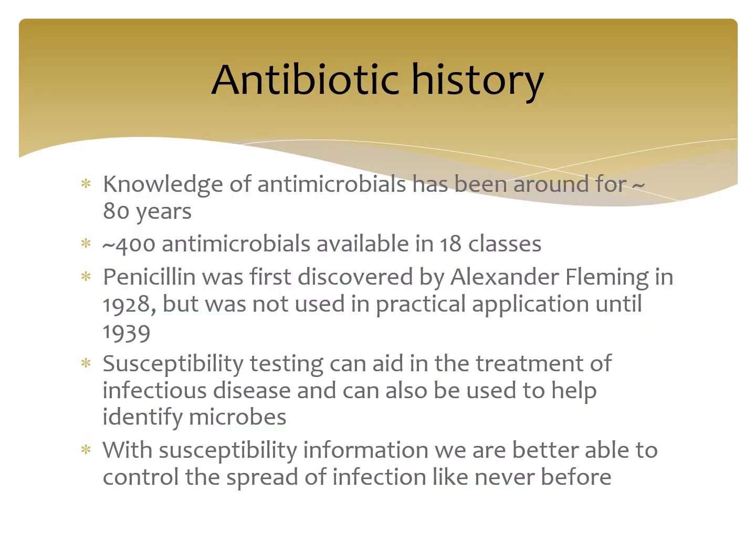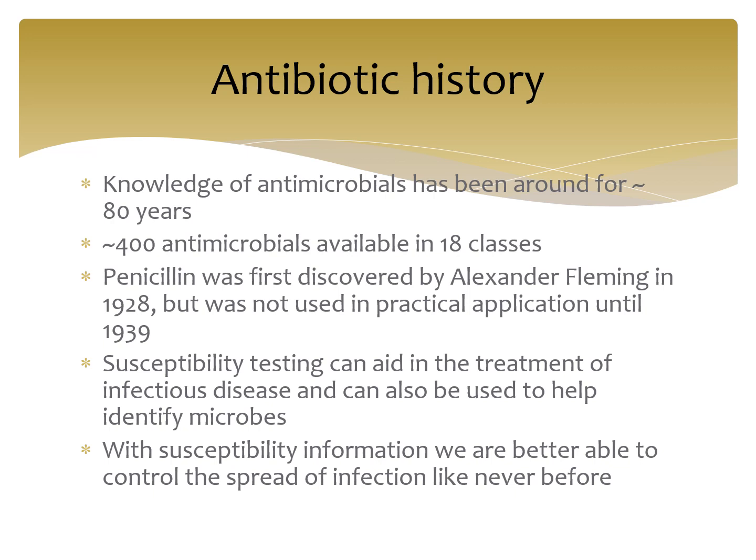So antibiotics have been around for quite a while, about 80 to 90 years, and there are about 4 to 6 new antibiotics introduced every year. There are about 400 antimicrobials available in 18 classes, and we're going to talk about several of those classes. Penicillin was first discovered by Alexander Fleming in 1928, but it was not used in practical application until 1939. It was actually first used to treat a gonorrhea infection in the eyes of a baby. This was a very unrefined penicillin drug at the very beginning back in the 1930s.